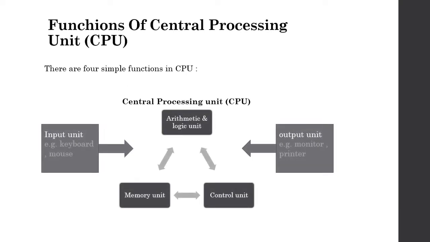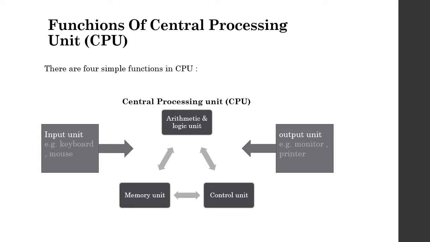We will see the functions of the central processing unit. There are only four functions in the CPU. So, what are the four simple functions in the CPU? Here you can see a picture of a CPU and its functions. The first function is that the CPU receives data through the input unit, with input devices such as a keyboard, mouse, joysticks, and so on.